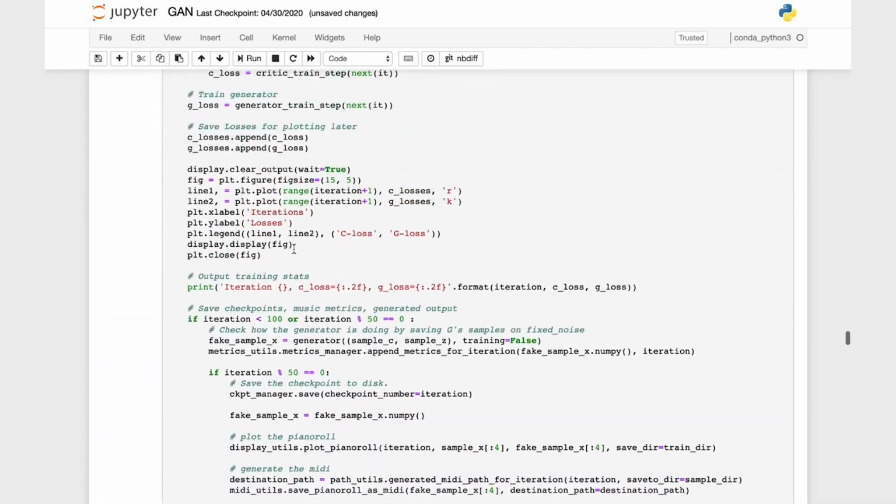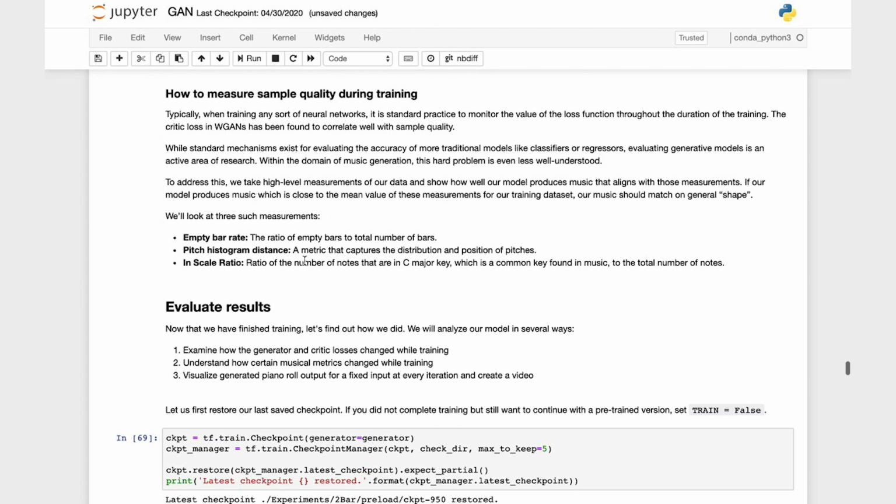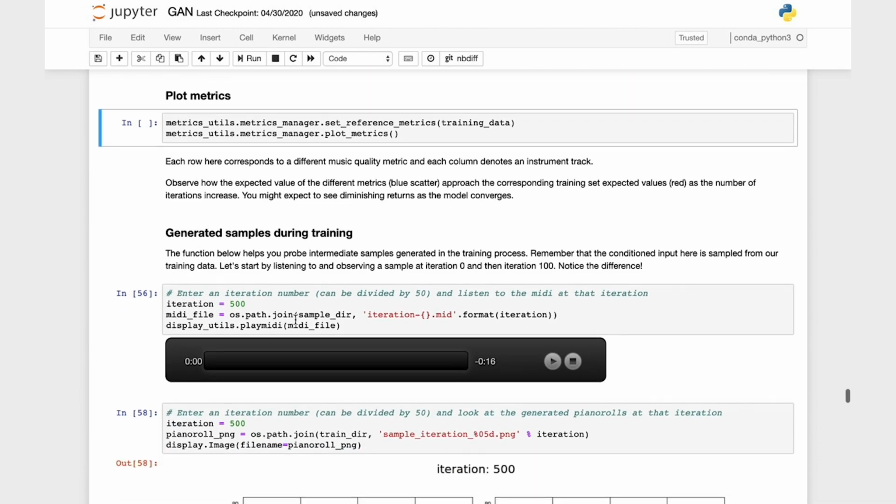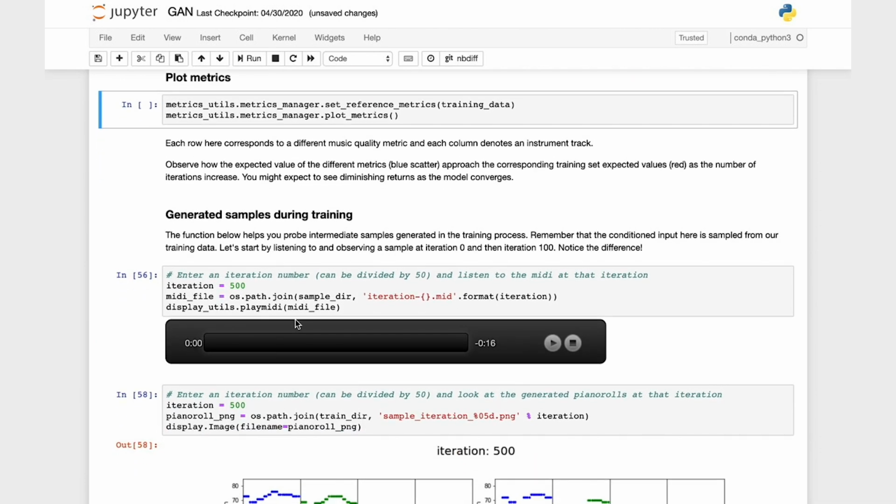Going back to the cell, some of the musical properties we want to look at are empty bar rate, pitch histogram distance, and in-scale ratio. These are all various musical attributes and we don't have to get into the depths of it, but the idea here is that the qualitative properties of the samples being generated from a musical perspective should resemble the training dataset. Now let's see if that hypothesis is true.